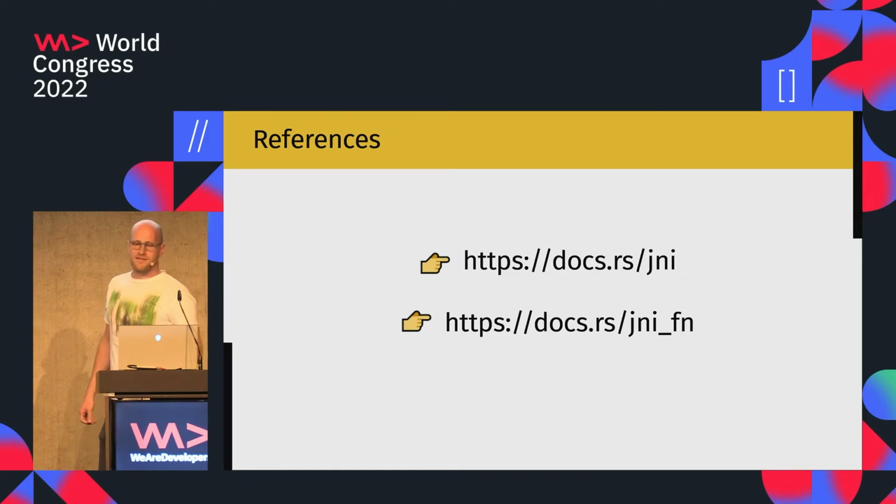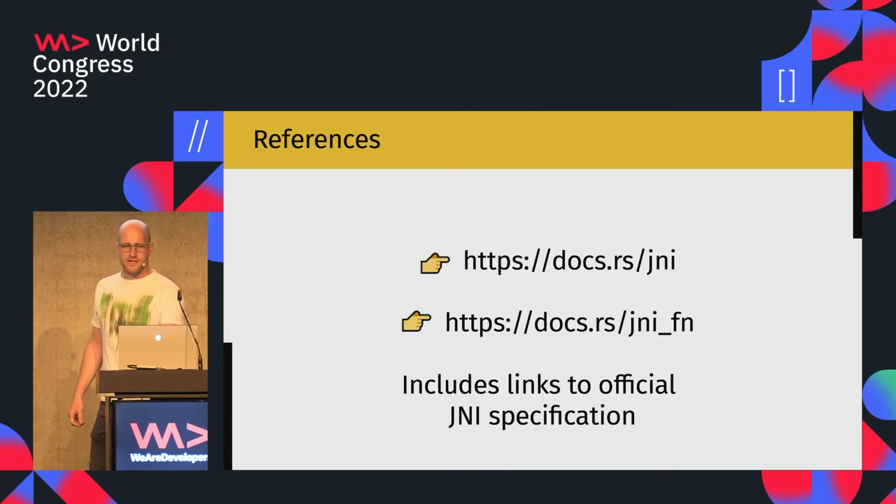You will find the references on docs.rs on the 2 main crates I've been using. There are also links included to the official JNI specification, and there are lots of examples. Rust is really example-driven. Every library comes with compilable, runnable examples included, so it's really good to check that out.